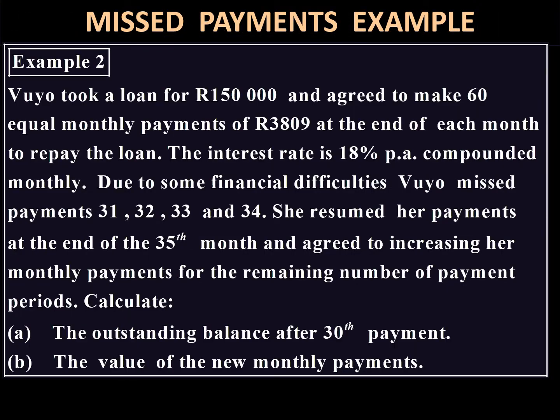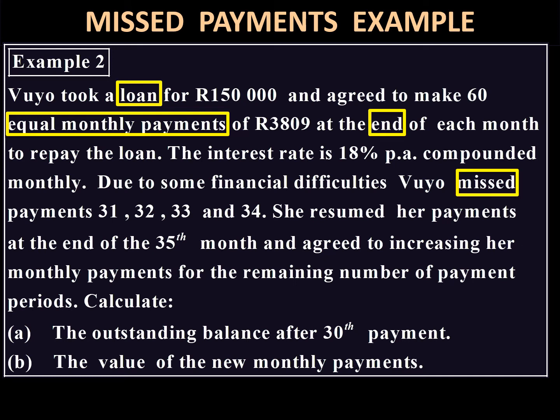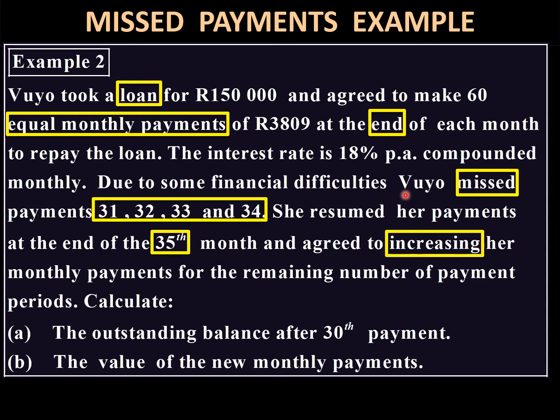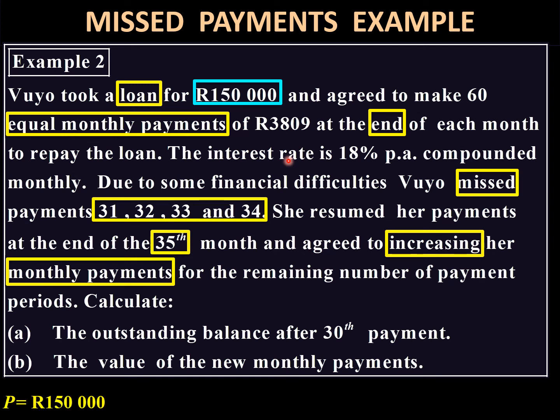Now let's look at an example of missed payments. Vuyo took out a loan, and she agrees to make equal monthly payments at the end of each month. But due to some financial difficulties, Vuyo missed payments number 31, 32, 33, and 34. She resumed her payments at the end of the 35th month, right? And she agreed to increase her monthly payments for the remaining number of payment periods. We'll come back to that again. So she took out a loan for 150,000. That's my present value. She's making 60 payments, so n is equal to 60.